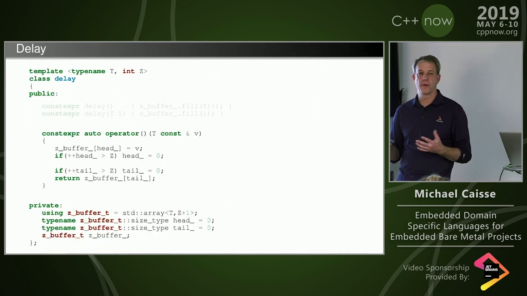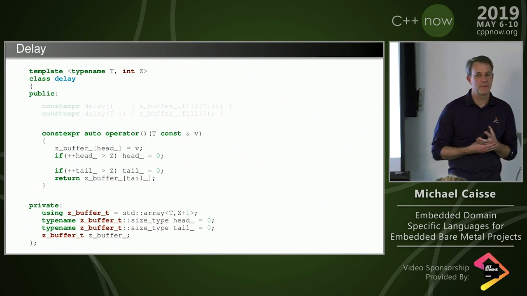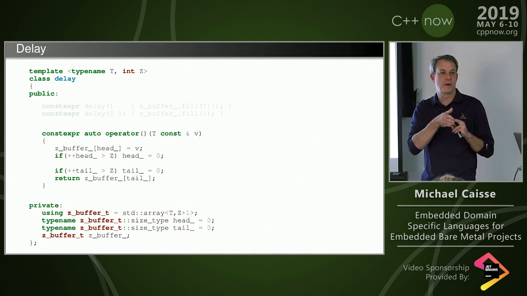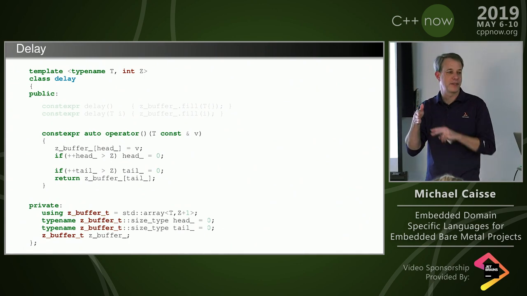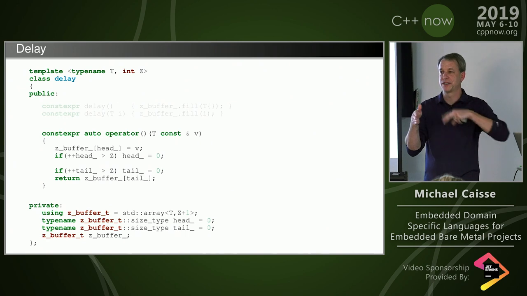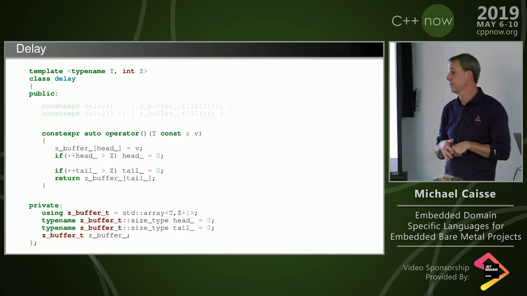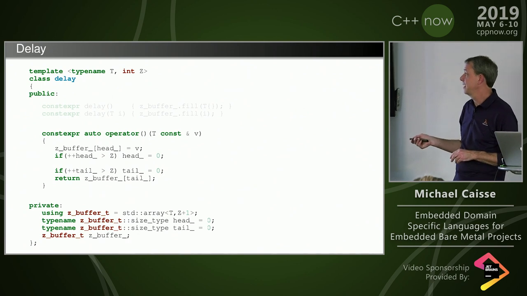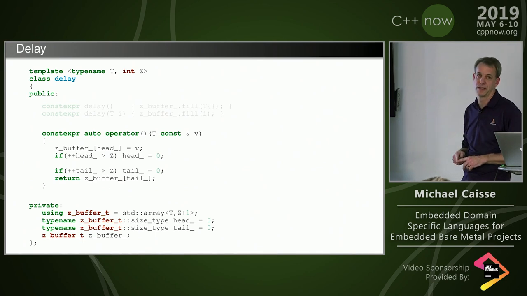Now, what's the callable operator for this look like? So the callable operator for this is I want to take the value that's coming in, and I want to shove it into the back. And whatever the delayed version is, that's the one that I need to return, right? So I can simply go ahead and shove it in wherever the head is pointing. And I can go ahead and increment the tail and then return whatever the tail is pointing at.